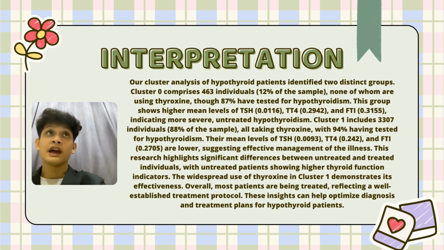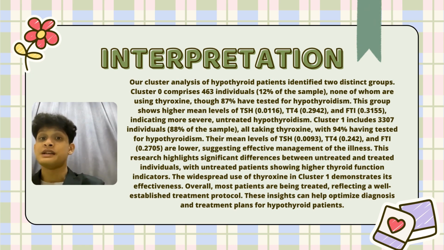Okay, hello. And next is our interpretation of our work. Our cluster analysis of hypothyroid patients revealed two separate groups, each with unique features and treatment stages. Cluster 0 contained 463 individuals, making up 12% of the sample. None of the people in this cluster are using thyroxine, although a significant number, which is 87%, have tested positive for hypothyroid, indicating a suspected diagnosis. They are aware of the illness.